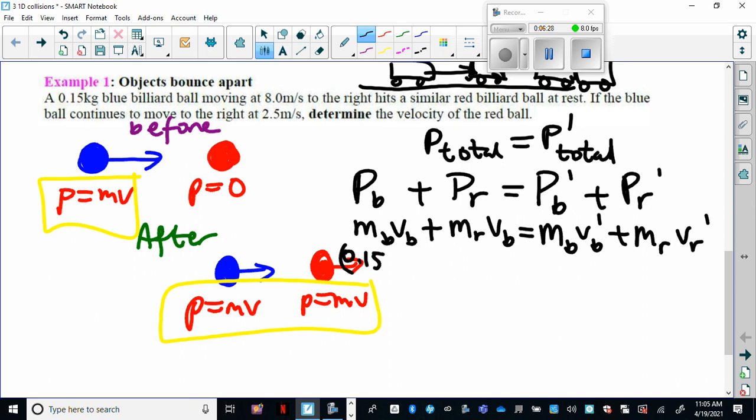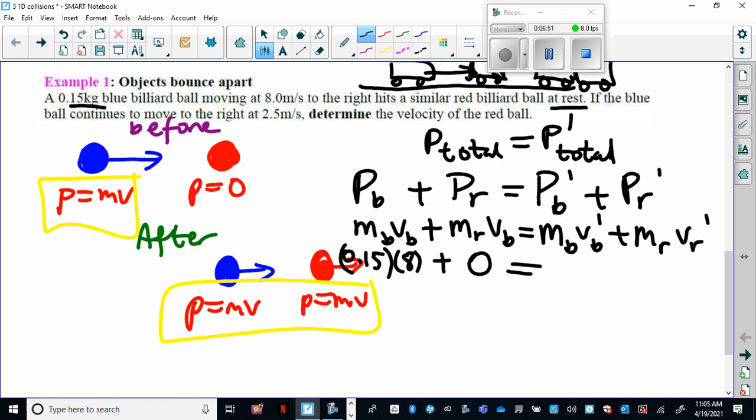0.15 is the mass of the blue ball times its velocity, 8. Plus, now I'm not even going to put in the mass of the red ball here because I know that the red ball is at rest, and therefore, of course, its momentum is 0. So I'm just going to put 0. If you want, you can put 0.15 times 0, but we know it's 0 anyway.